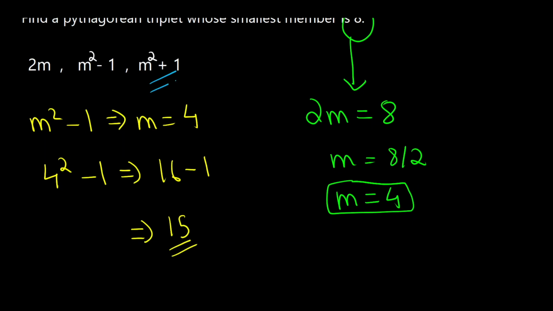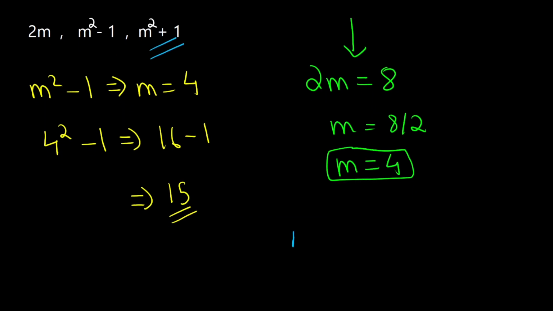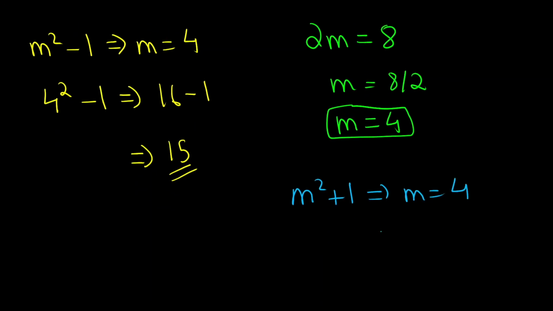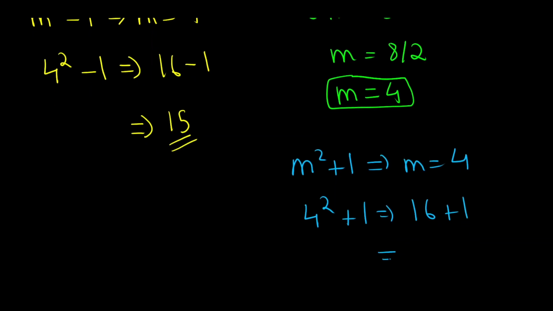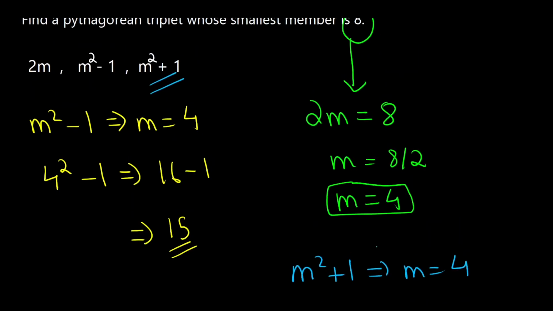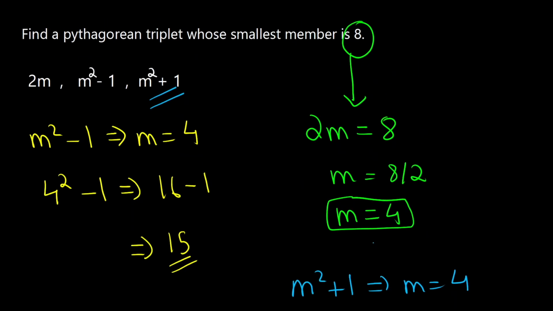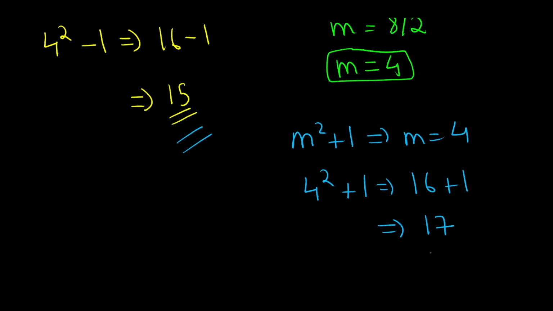Now I'm going to take m squared plus 1. So m squared plus 1. Here I'm going to put the value of m as 4. So 4 squared plus 1. This gives me 16 plus 1. So here I get the answer as 17. So ladies and gentlemen, the members of this Pythagorean triplet are 8, 15 and 17.